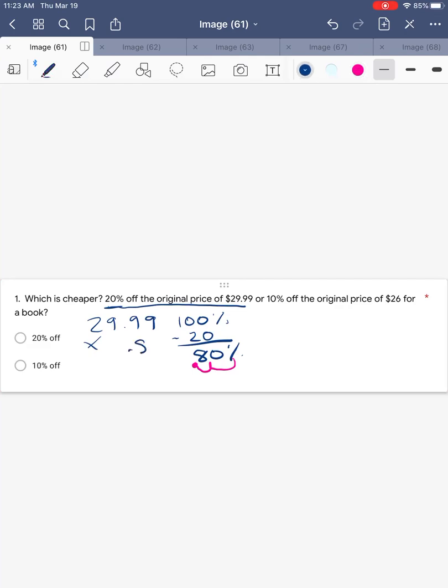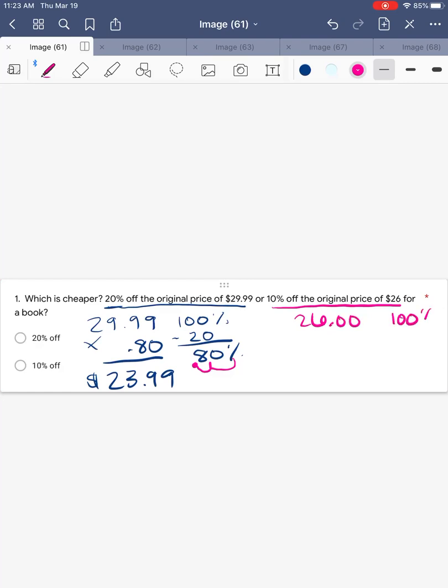So we're going to times the $29.99 by 0.80. So if I do that, I get 23.99. So that's for the first one. The second one was 10% off of 26 for the book. So if I take the 26, I'll just make it into dollars.